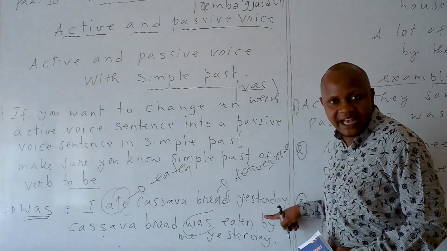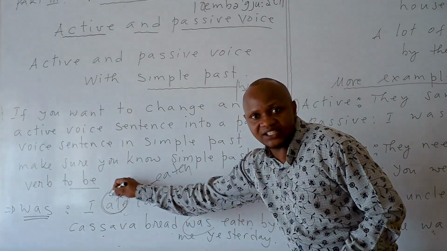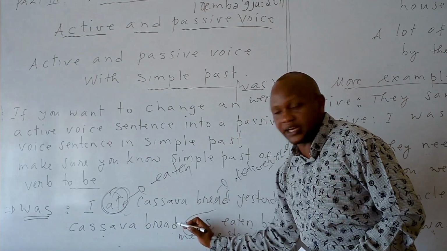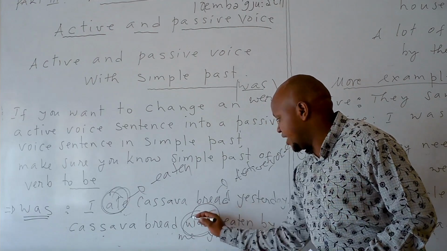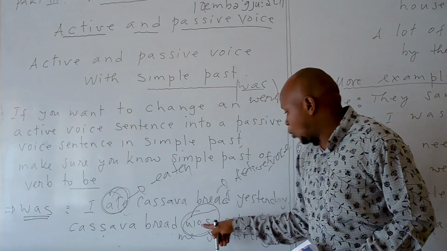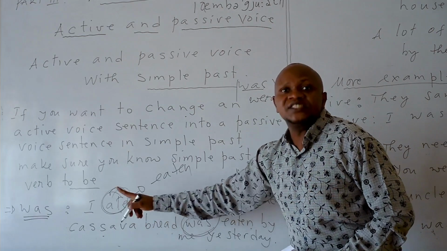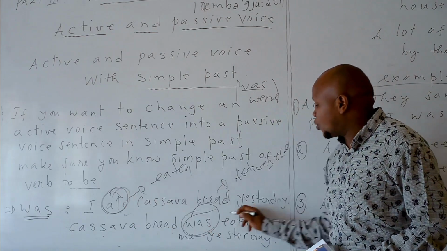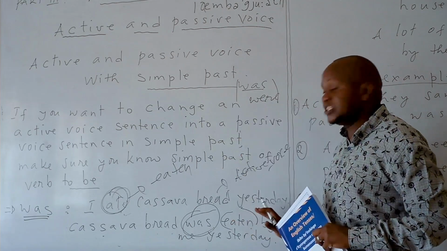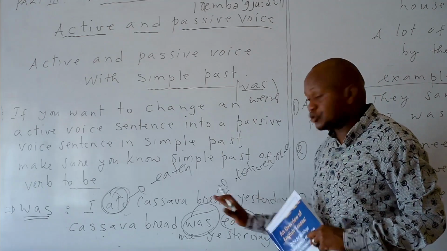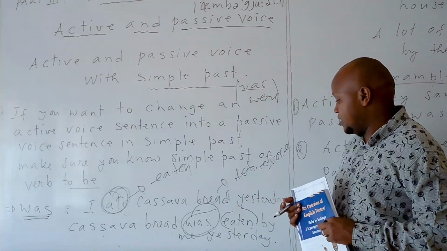Ubugari bwariwe nanjye ejo hashize. Because we have a simple past of it, which is ate, we are going to change the sentence automatically into passive voice by starting with was. Cassava bread was eaten. We are not going to say was ate. No. He ate in simple past. Tureta tuvuga was eaten kuko ari your past participle. If you don't have these books, you can't manage to do this. You should buy them very quickly. Yes. Cassava bread was eaten by me yesterday.